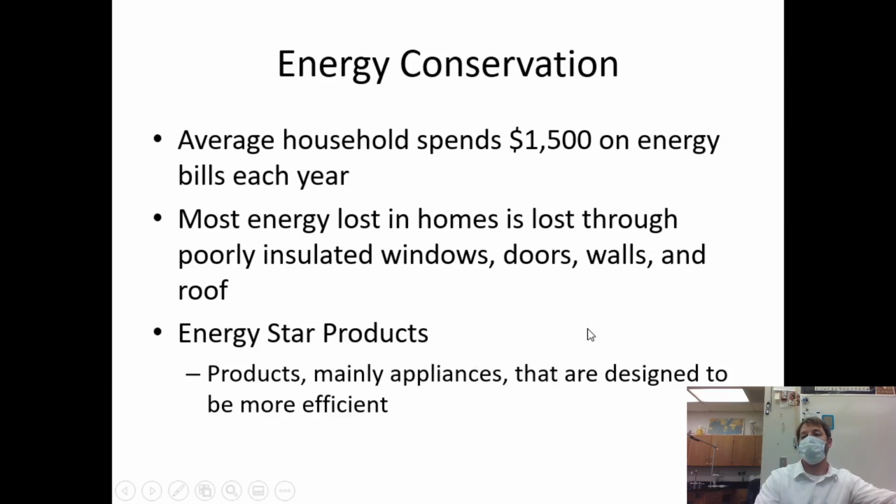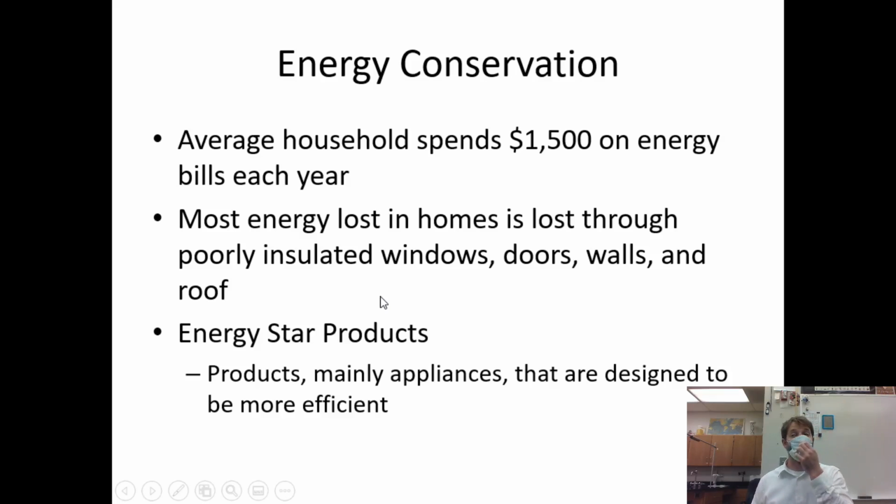Energy conservation. The average household spends $1,500 on energy bills each year, so mainly for electricity, but sometimes people have natural gas as well. Most energy lost in homes is lost through poorly insulated windows, doors, walls, and roofs. If you drive around during the winter after a couple days of continuous snowing, and you look at houses, the houses with the icicles on them, those are the houses that are the most inefficient.